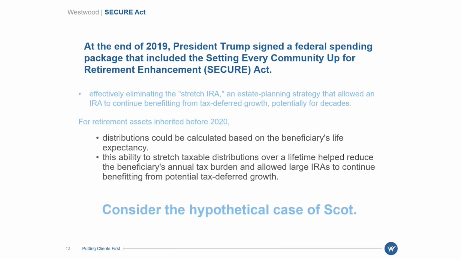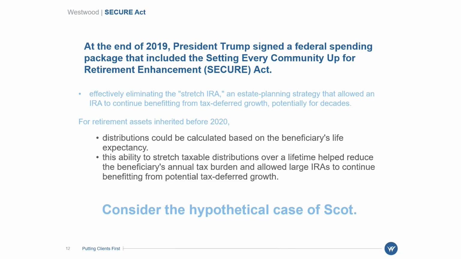So at the end of 2019, the Setting Every Community Up for Retirement Enhancement or SECURE Act was enacted. A provision in the SECURE Act effectively eliminated the stretch IRA in estate planning, which is an estate planning strategy that allowed an IRA to benefit from tax-deferred growth potentially for decades.